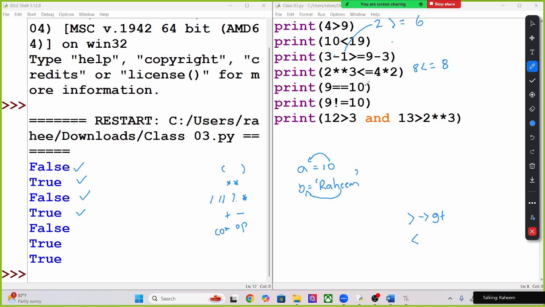Is 9 equal to 10? No, right? 9 is not equal to 10. Then it prints false. Did you understand?